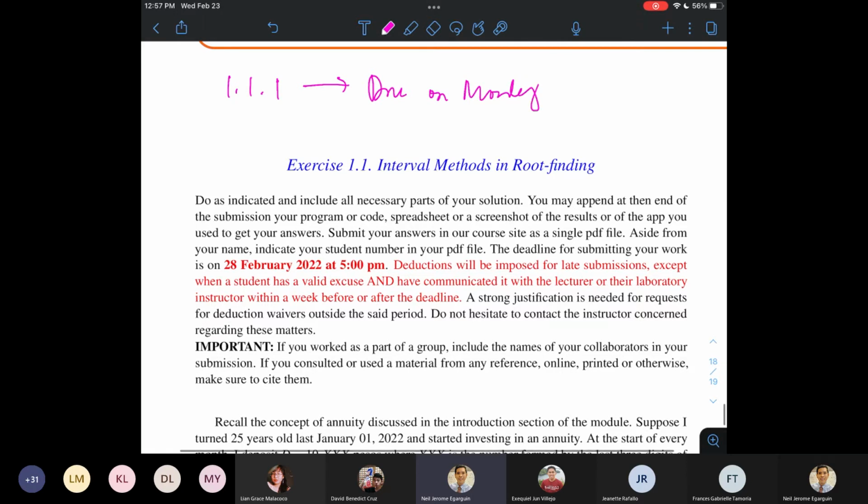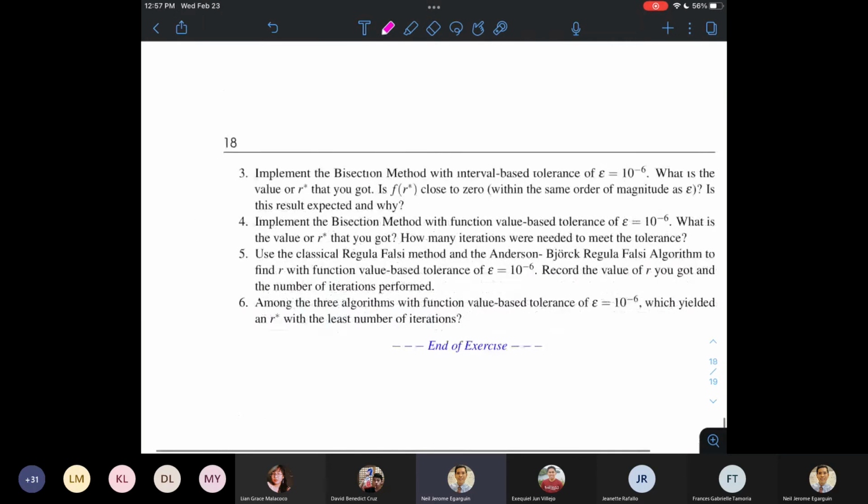So that means ang due lang sa Monday, 11:59 p.m., ay hanggang problem 4 lamang, right? Then we'll talk about the regular falsi method on Tuesday, all right? Then let's talk about when the deadline for problems 5 and 6 would be, okay? So any other questions or concerns? May questions ba?